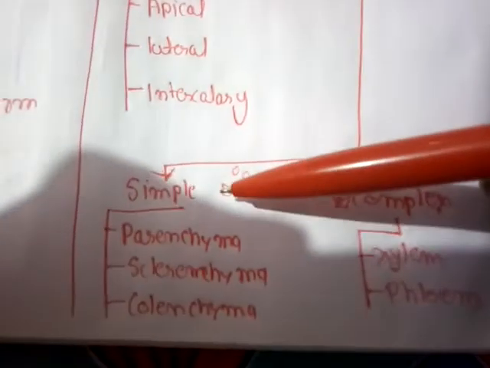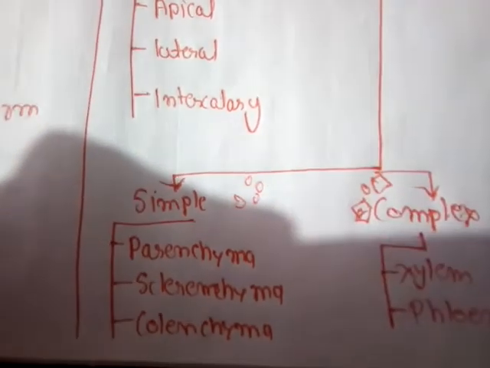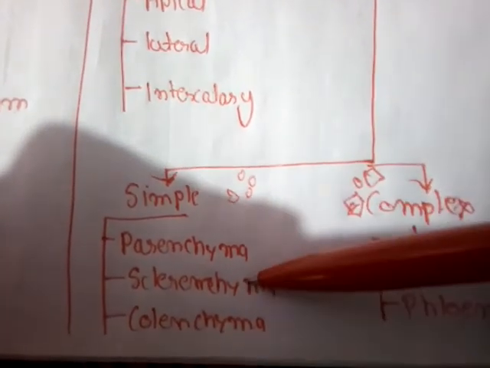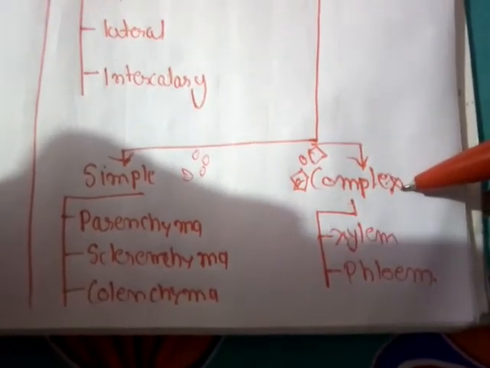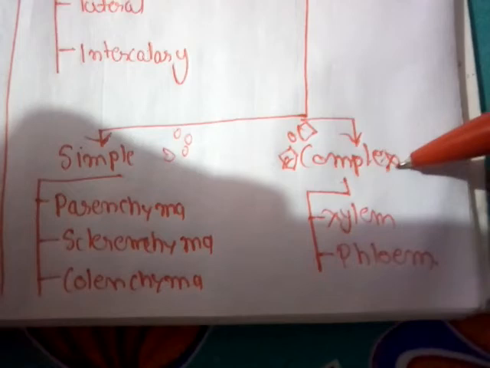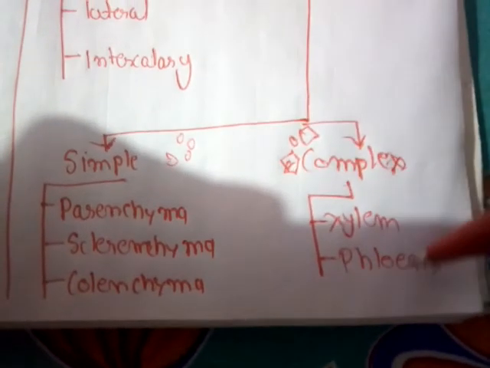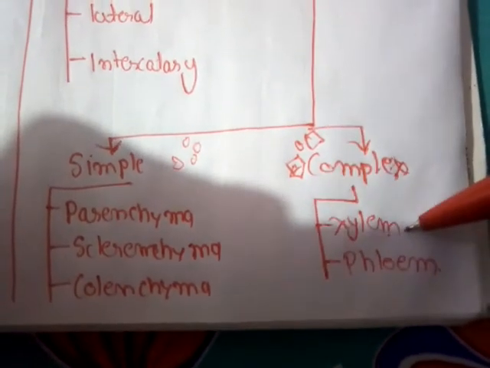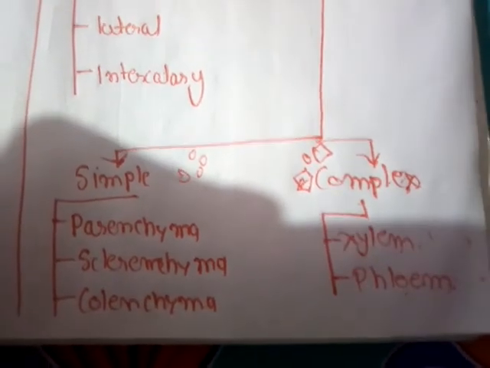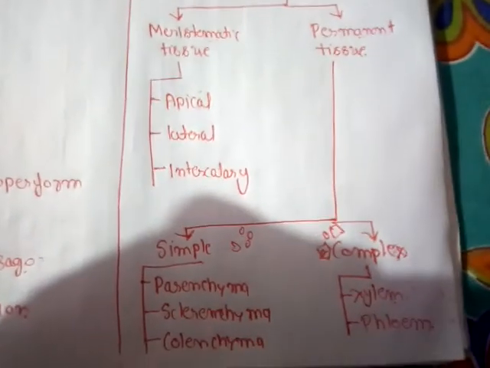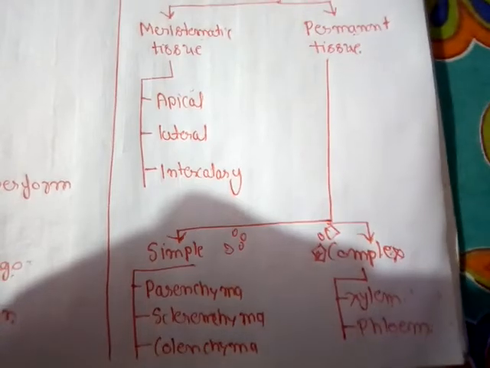The simple permanent tissues are further divided into three parts depending upon their function: the parenchyma, sclerenchyma, and collenchyma. And complex permanent tissue is further divided into two parts depending upon their composition and their function, that is xylem and phloem. Xylem performs the function of conduction of water in the plant body, phloem performs the function of conduction of food in the plant body. We will discuss about each and every type of tissue in detail in the further videos.